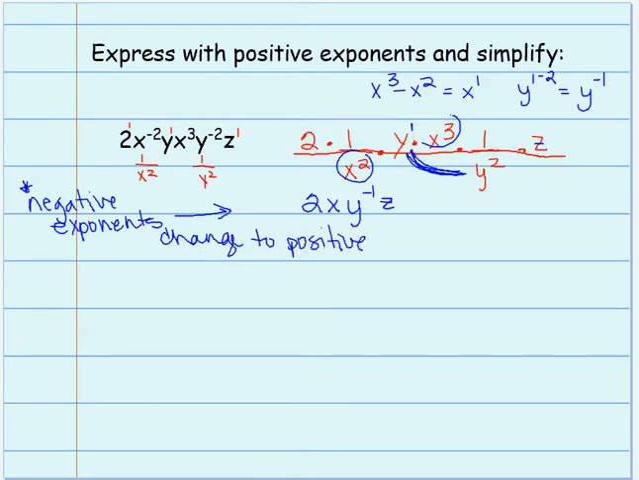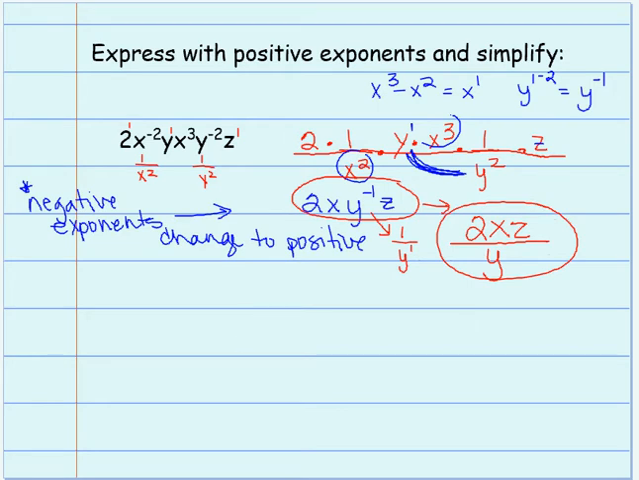So let's do that. I'll go back to red here because we're going to take this and change it. So the 2 and the x and the z are all positive exponents, so they're going to stay there, 2xz. But y to the negative 1 is 1 over y to the positive 1 power, which is just putting that y in the denominator. And that's your answer.